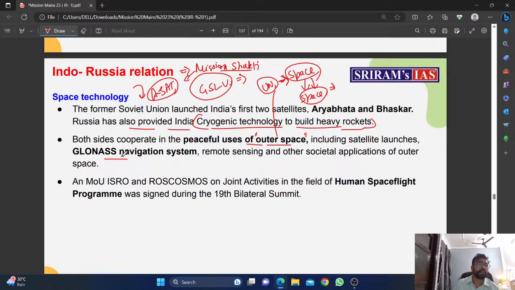Then they also helped us in launching the GLONASS navigation system and remote sensing satellites. They have also helped us in other societal applications of outer space. So there is a very good understanding between Indian space agencies and the Russian space agencies. One important collaboration that both these countries are coming up with is the Gaganyaan mission, which is India's first human mission.